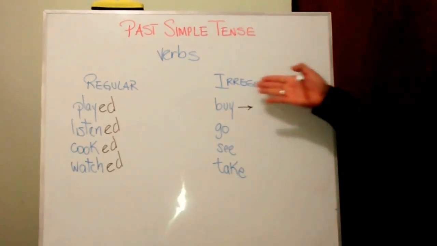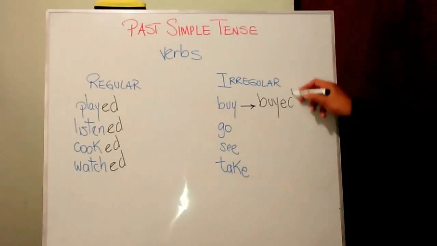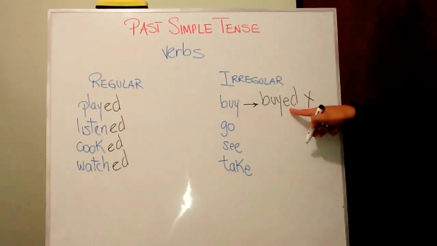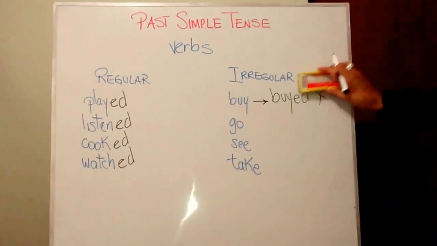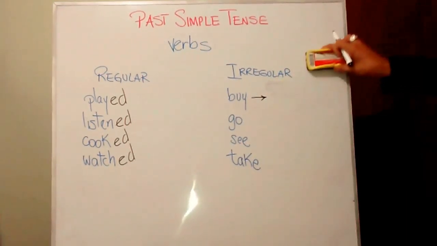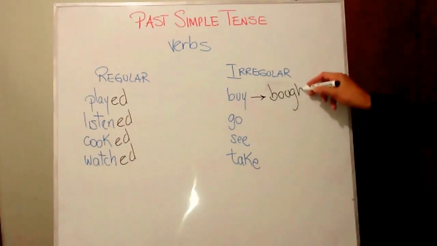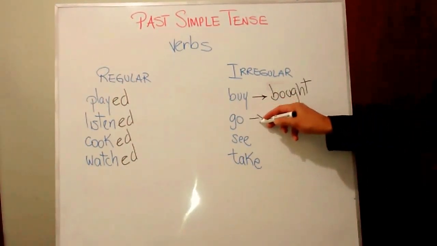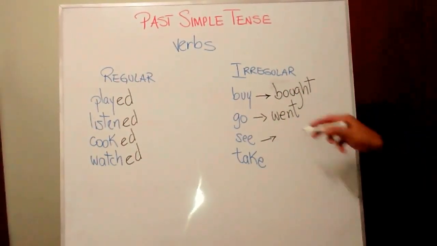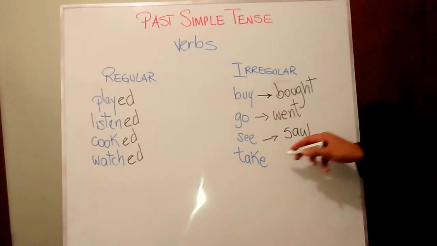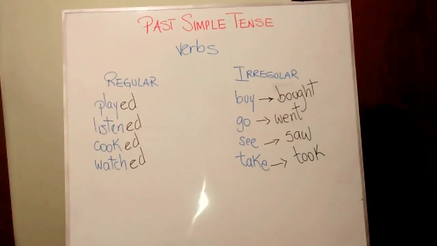For example, the past of buy is not "bite." This is incorrect because buy is an irregular verb. So, the correct form of the past tense of buy is bought. This is go, went, see, saw, take, and took.